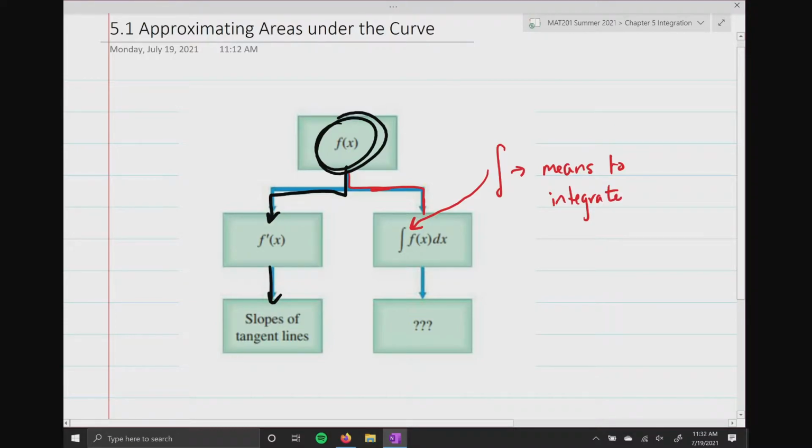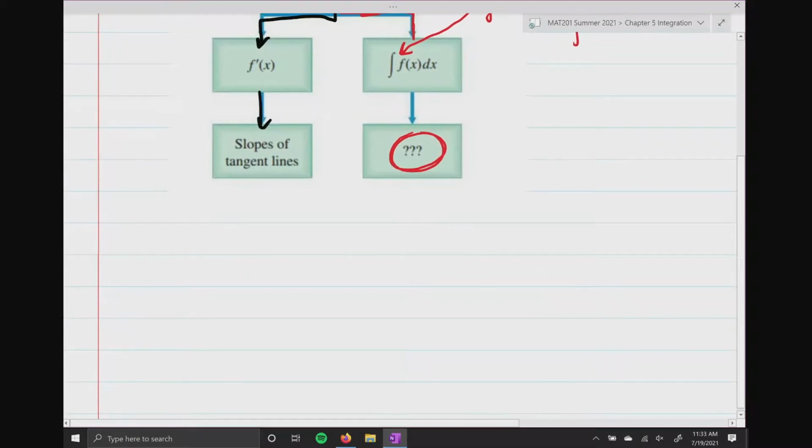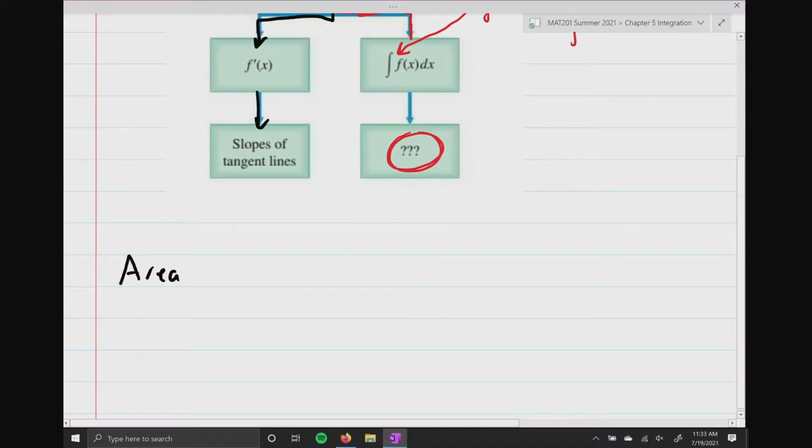The question becomes, well, what does that mean? All right? What do you get from that? And a really easy example for us to look at is going to be the first example, which is going to be areas under a curve. So, area under the curve. Now, like I said, we're going to start off with a really, really easy example here because this is not about the math involved.